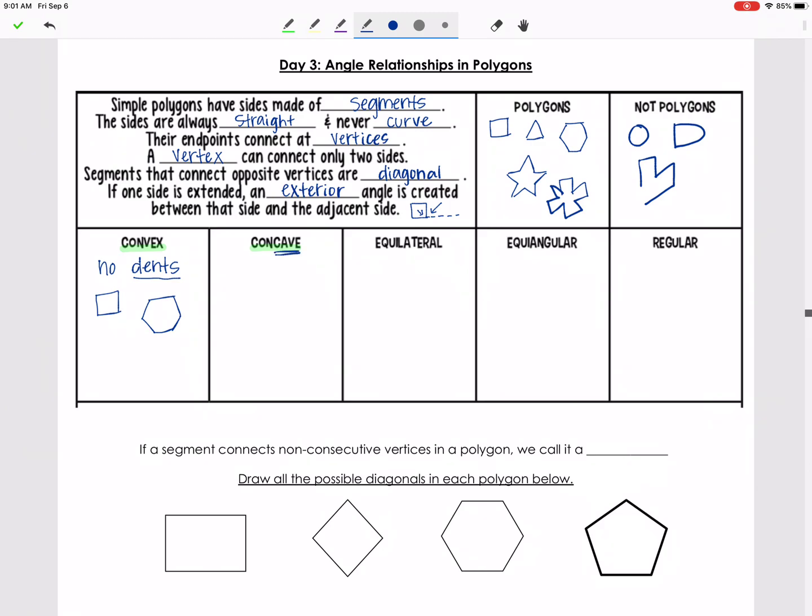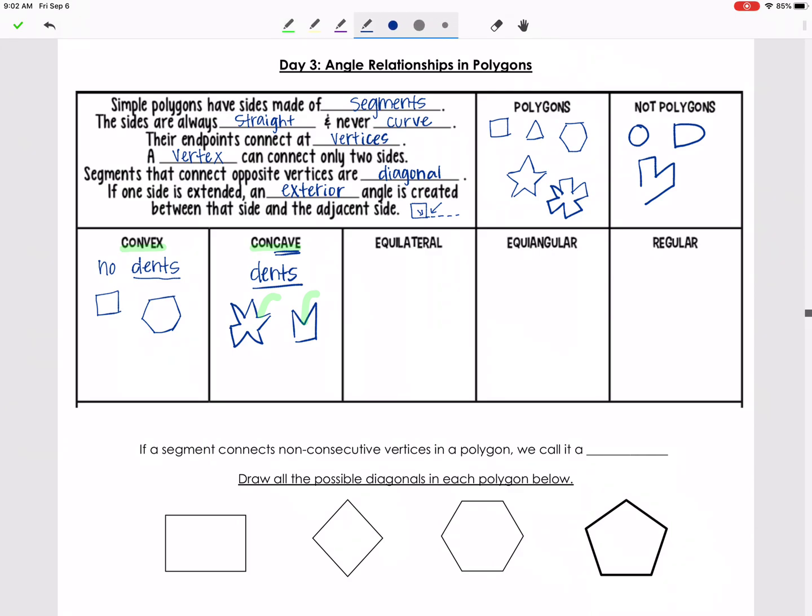Concave, on the other hand, if we think of the second part of that word, caving in on themselves, these figures do have dents. So these would be things like your star shapes, or maybe you've got a shape that looks like a crown. Any place where the figure caves in on itself, if it dents in, then that would be considered concave. If we have no dents, then that would be convex.